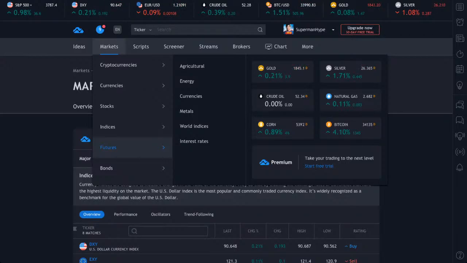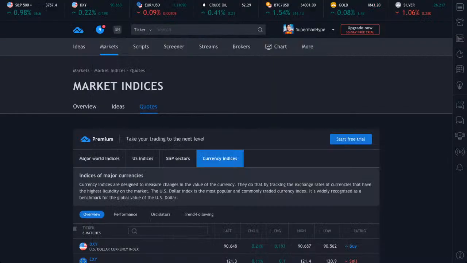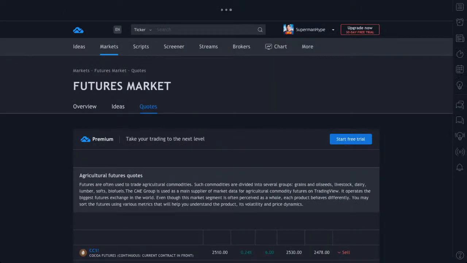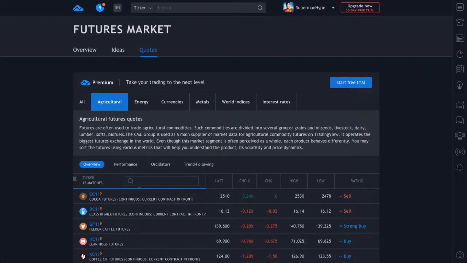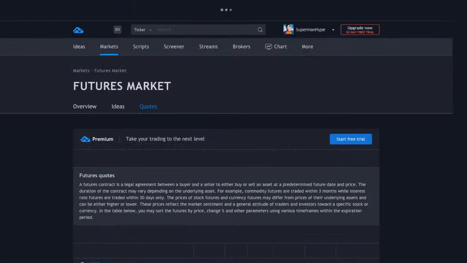We've got agriculture, we've got energy, we've got currencies, we've got metals, we've got world indices, and we've got interest rates. So this is going to really open up some new stuff. We're going to have a quick look at the agriculture and see what they've got on there at the moment. So futures market, let's have a quick look at that. So agricultural futures quotes, we'll just click on all at the moment and we'll go.